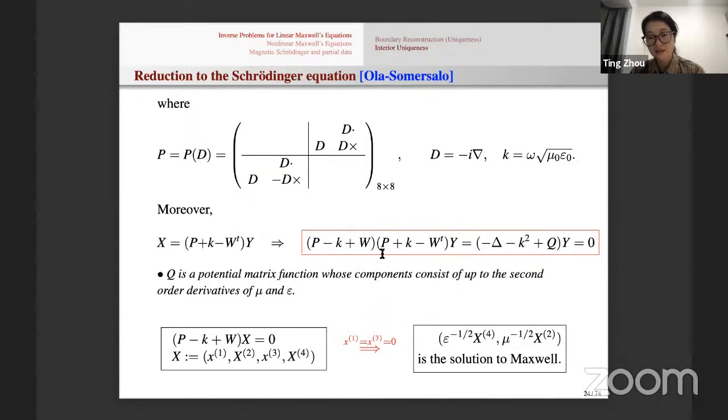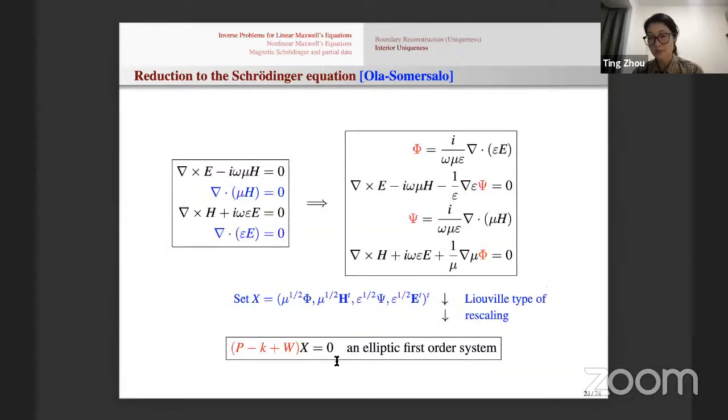And applying the second half of the operator to Y in order to get X, which is the solution for this first order elliptic system. Okay, and then we're gradually going back, so we get a solution for E and H, because the second component of X gives you H, and the last component of X gives you E.